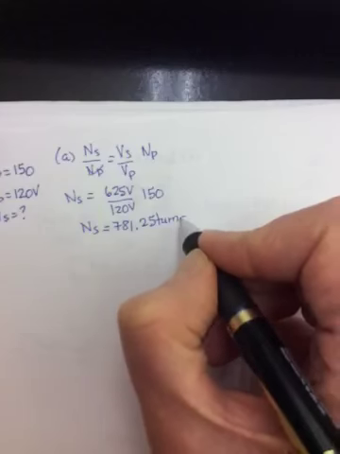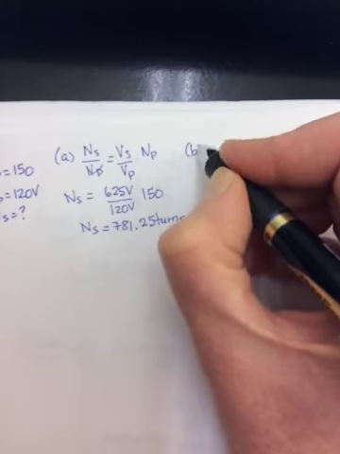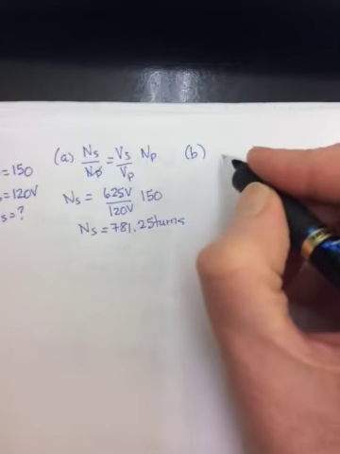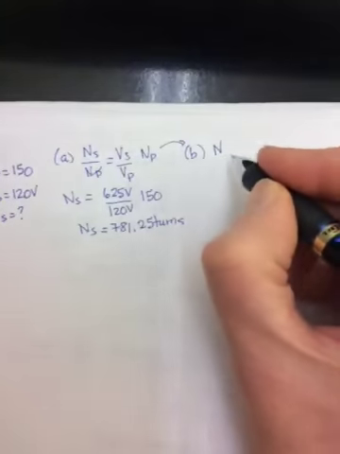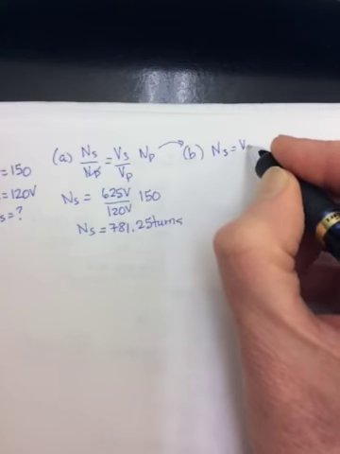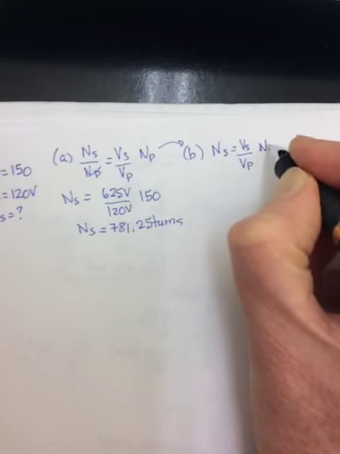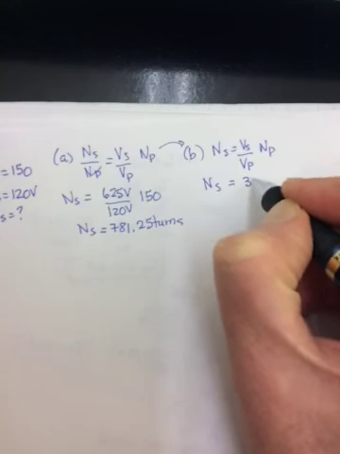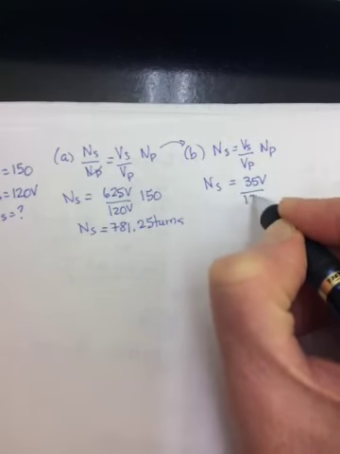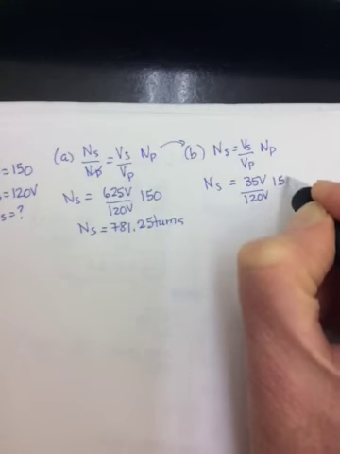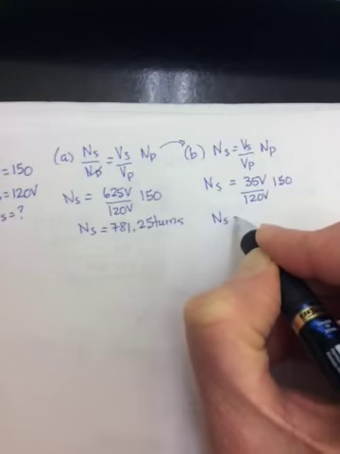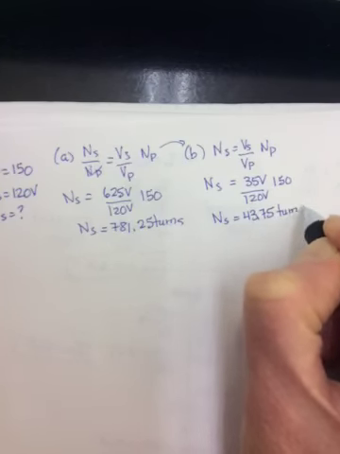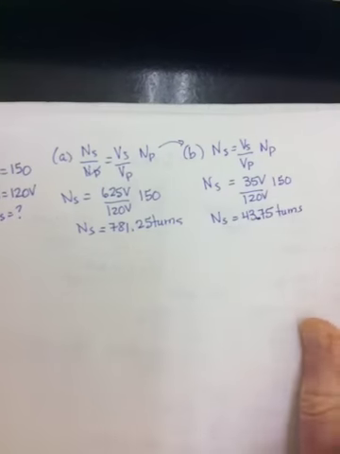And a quarter turn is possible, you just come off the coil in a different spot than where you started. B is going to be exactly the same thing, just reusing this. NS is going to equal VS over VP times NP. The only thing that changes in B is the voltage, 35 volts over 120 volts times 150. When you do this, you get 43.75 turns. So 43 and three quarters.